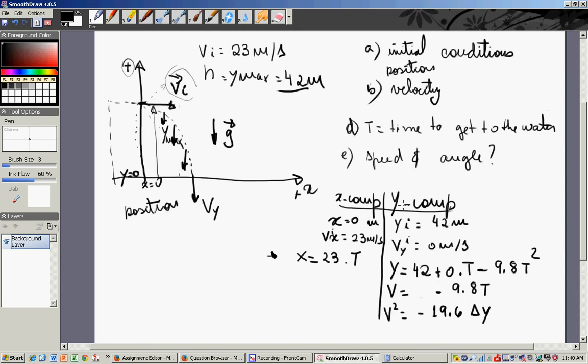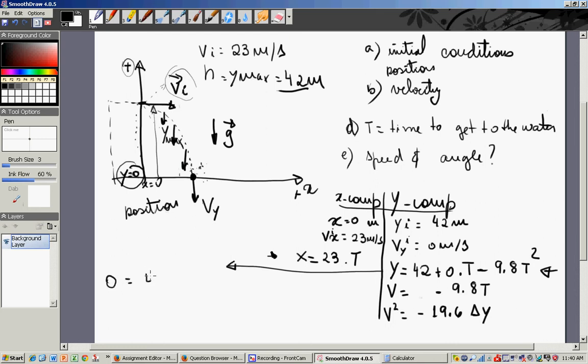Okay. And the third equation is Torricelli's: v squared is equal to 0 squared, which is 0, minus 19.6 delta y. Okay. So those are the 3 equations of motion. And if we want to find the time to get to the water, how can we find the time? We can find it in this equation here, see that?